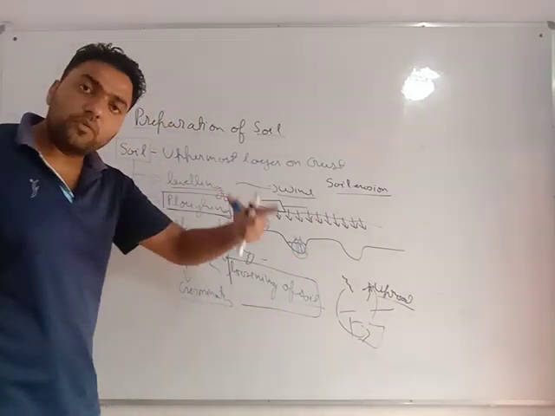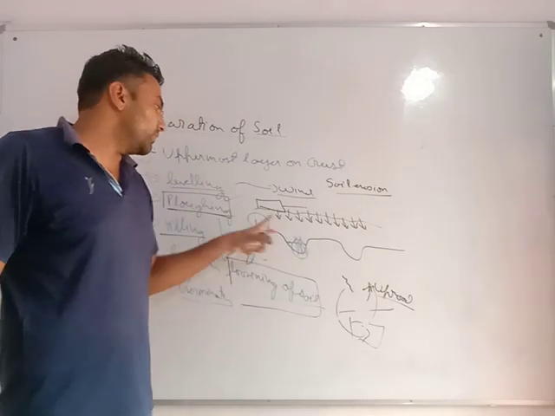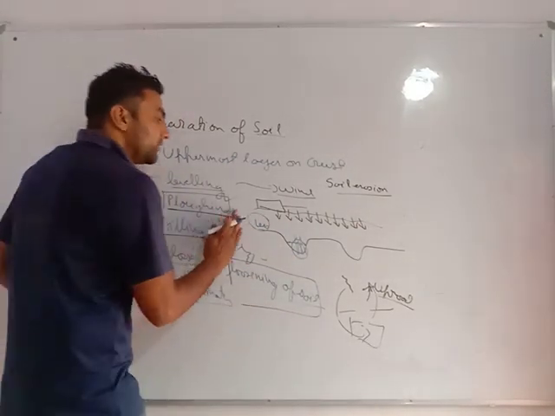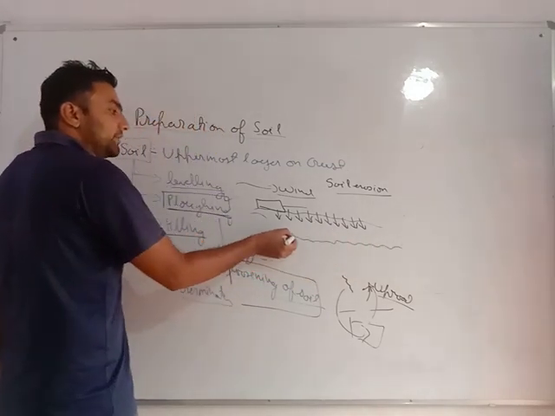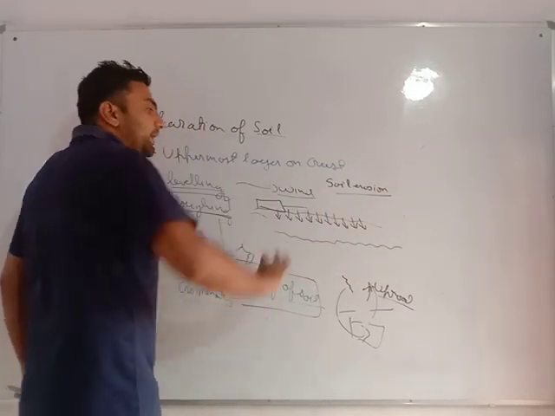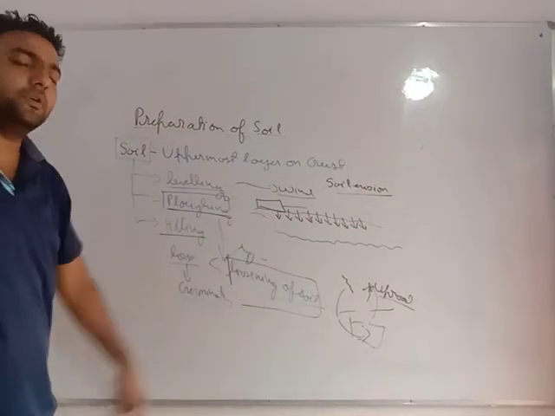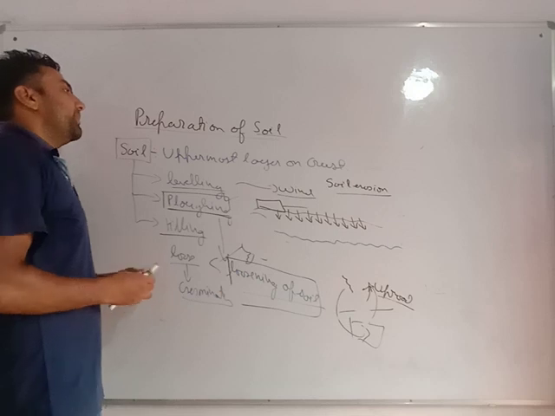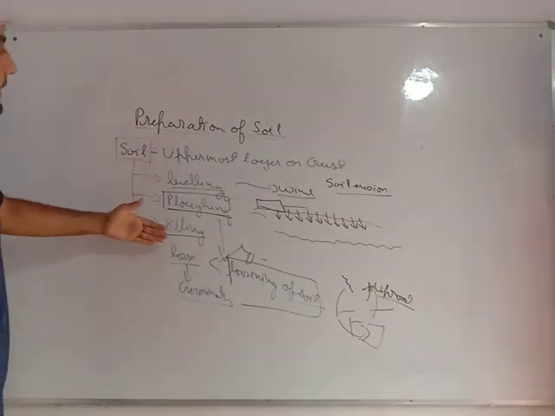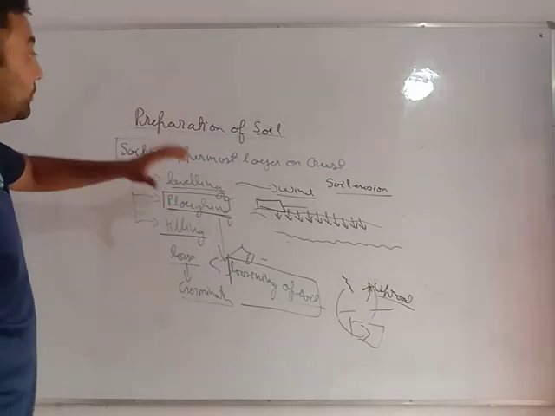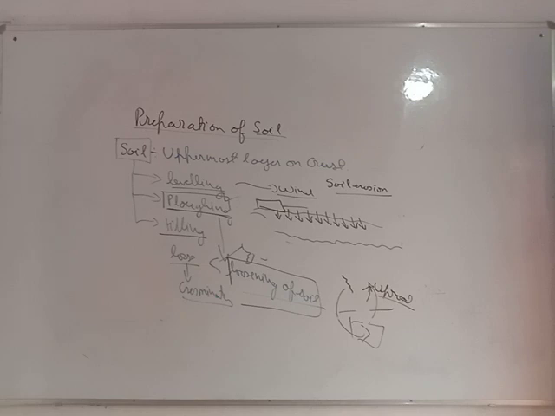So having more water is also not good for crops, and having less water is also not good for crops. So it's far better that if I level up my field into a good plane, then it will result in more and more good crop. So this was preparation of soil. In preparation of soil, we do leveling, plowing and tilling, and in this we need to look after the uppermost layer of the crust, that is soil.